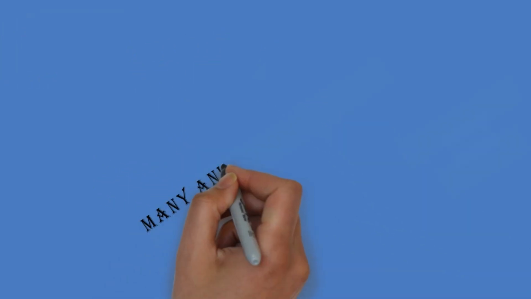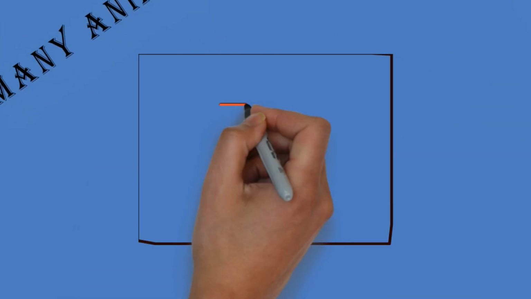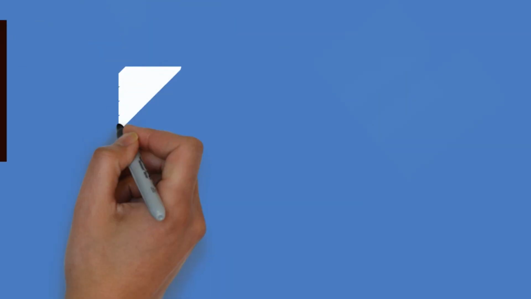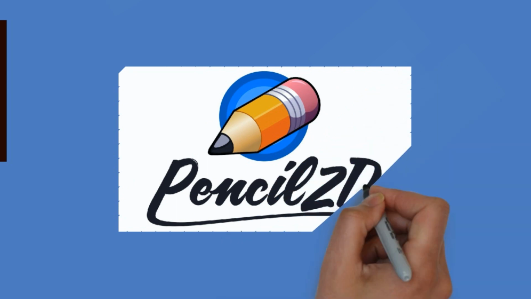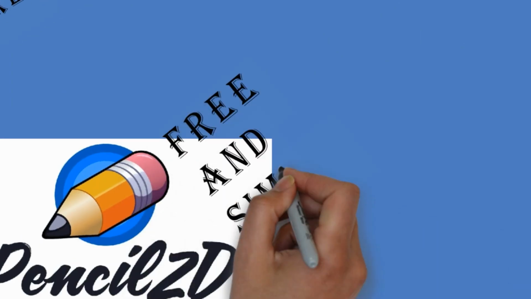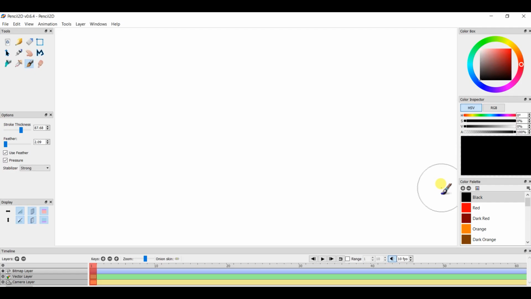So don't go anywhere. There are many animation softwares like Adobe Animate CC, but they are paid. Pencil 2D is a very simple and open source software which I'm going to use here to illustrate. I'm using this Pencil 2D software over here.